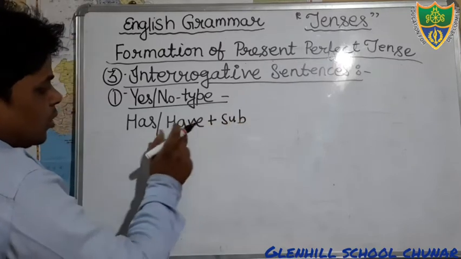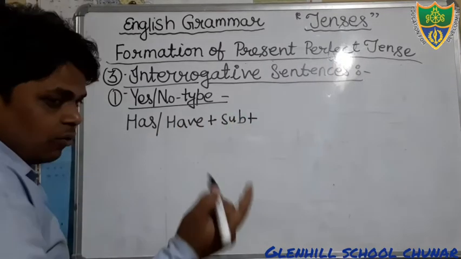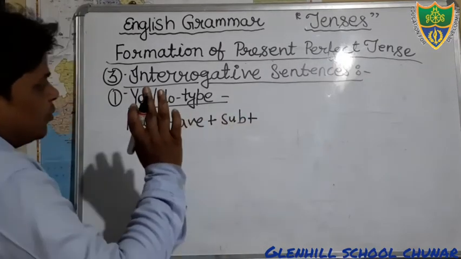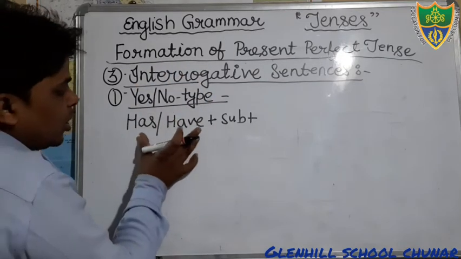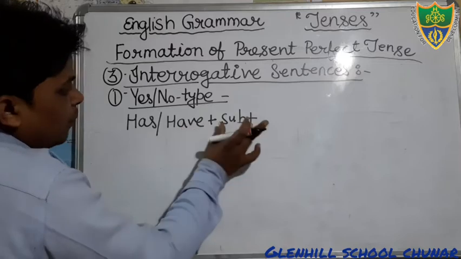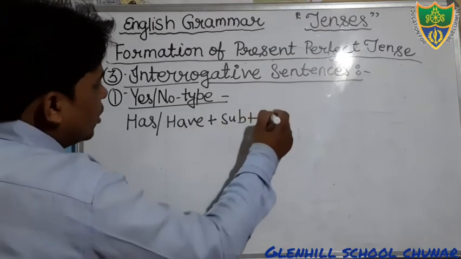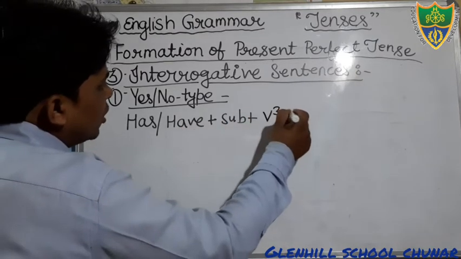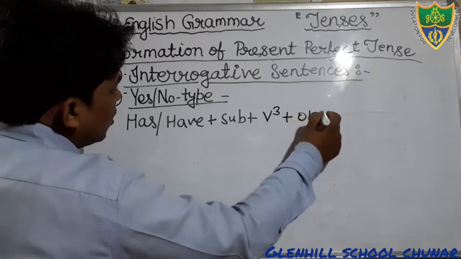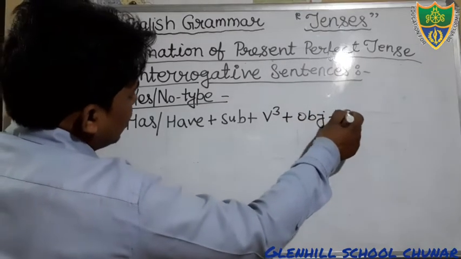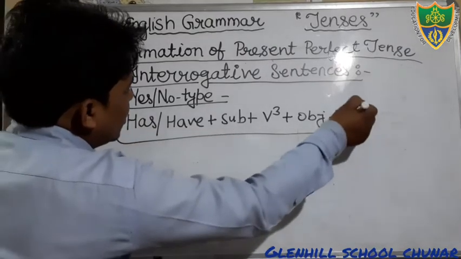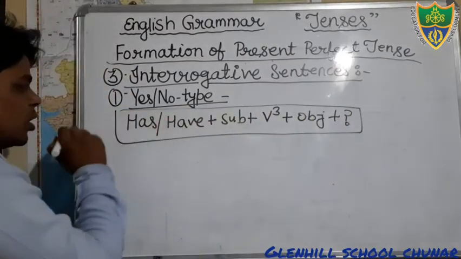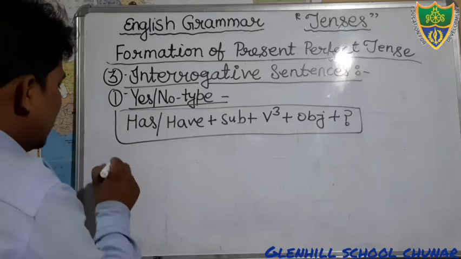Okay, if a negative word is there, you can also mention it, but we are talking about interrogative, so I will not mention it here. So just see here, that is your helping verb, then after that the subject, then the third form of the verb, then the object, then the question mark. Just see here, this is your structure. On the basis of this structure, we will construct the sentence.